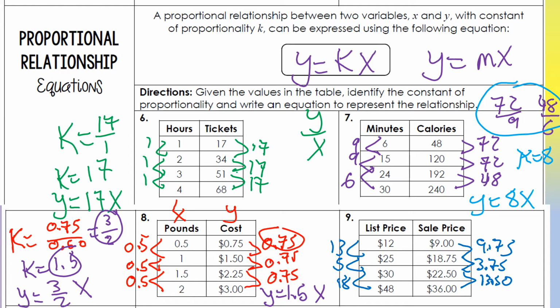Alright, when I take any of my ratios here, 1350 divided by 18 is equal to 0.75 or 75 cents. So that's my constant. It could also be written as the fraction 3/4. And then the formula, I could say y equals 0.75x, or I could leave it as a fraction, y equals 3/4 x. Both of those mean the same exact thing. They are both correct.